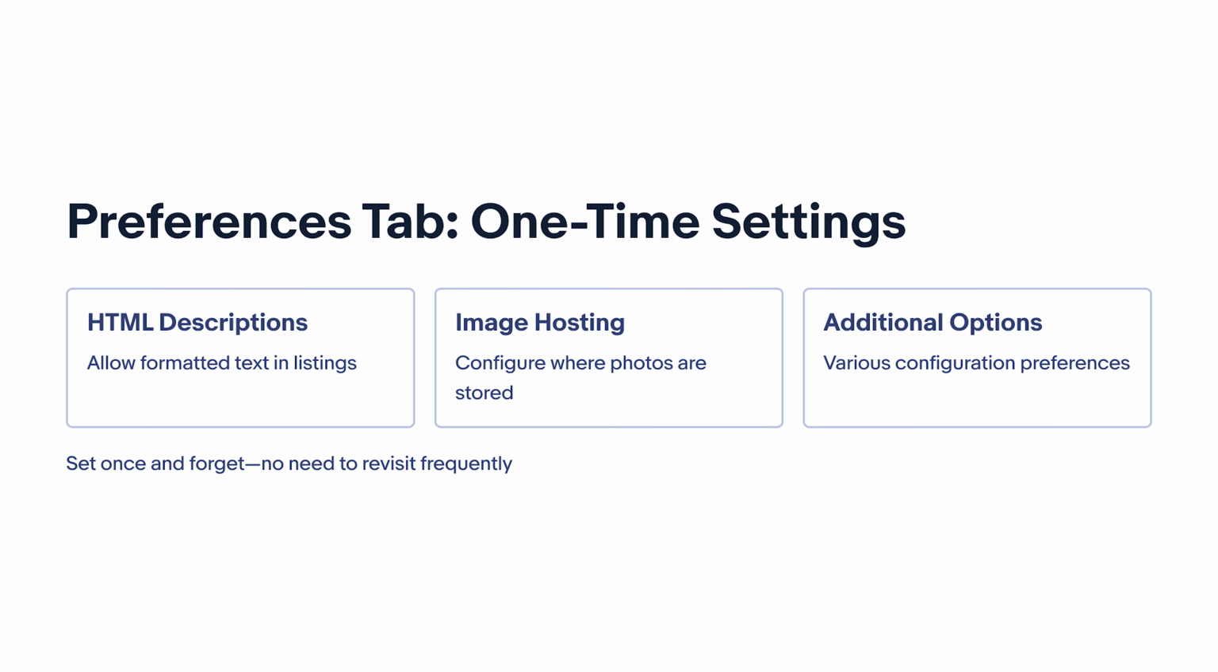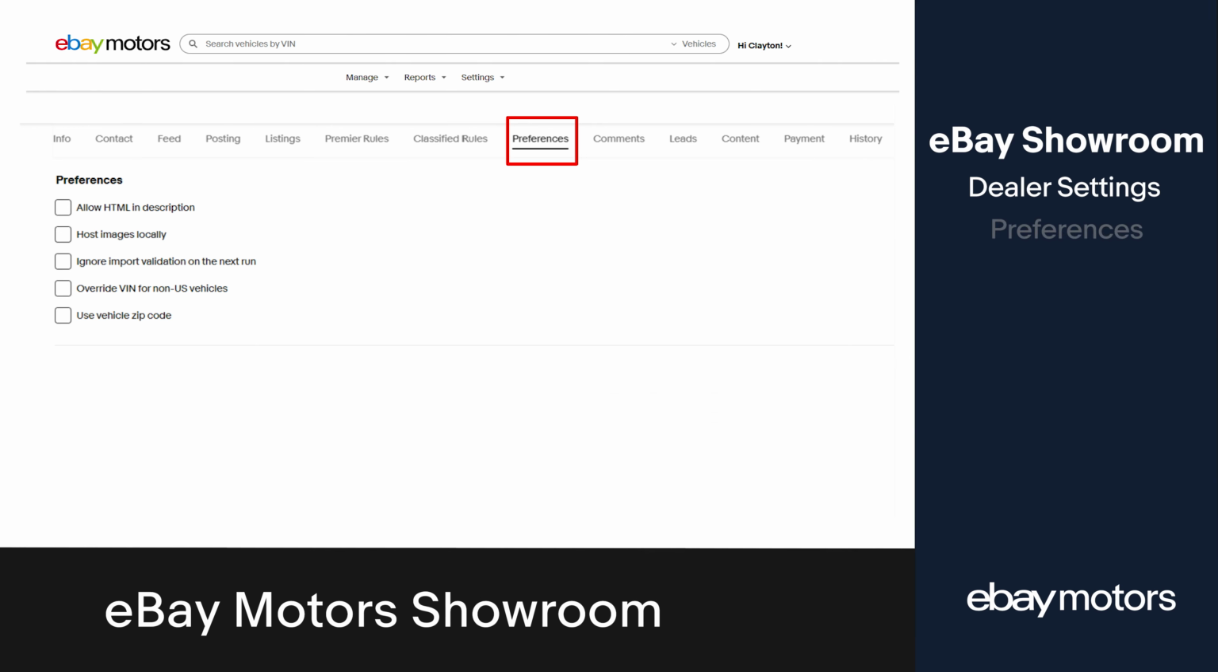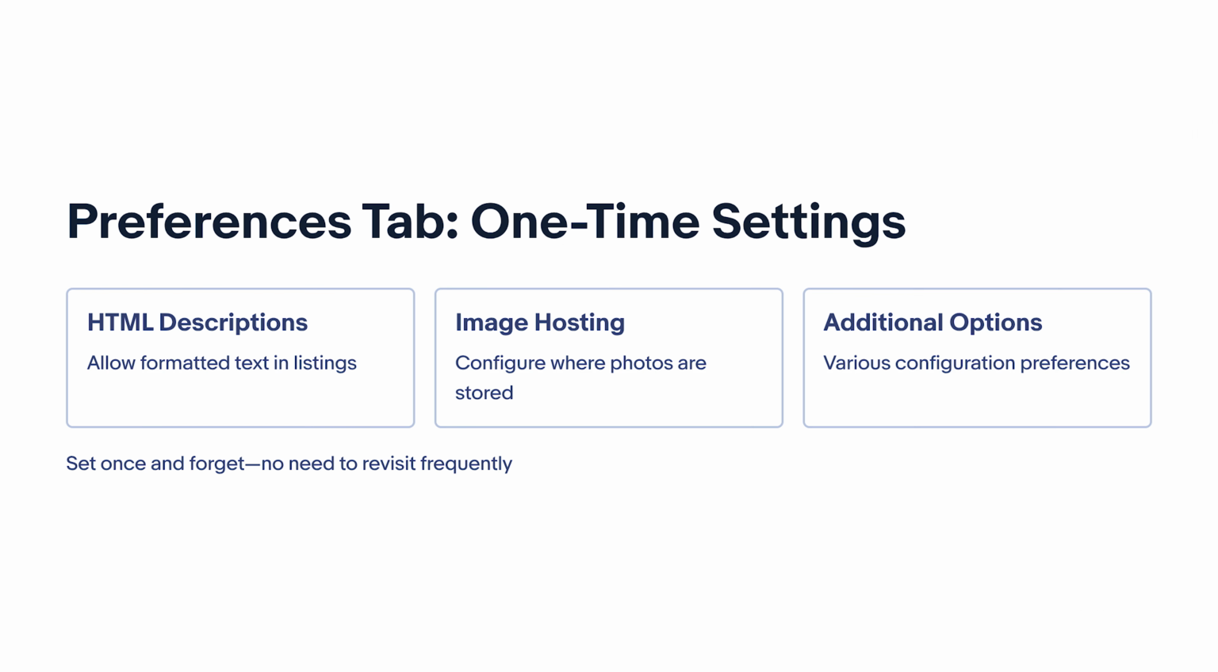On the Preferences tab, you'll see a few additional settings that only need to be set once. For example, you'll find checkboxes related to whether HTML is allowed in your descriptions, where your descriptions are hosted, and a couple of other configuration options. These are simple but important decisions. Once you make them, you won't have to revisit them often, so take a moment to set them up correctly the first time, and then you can leave them in place.